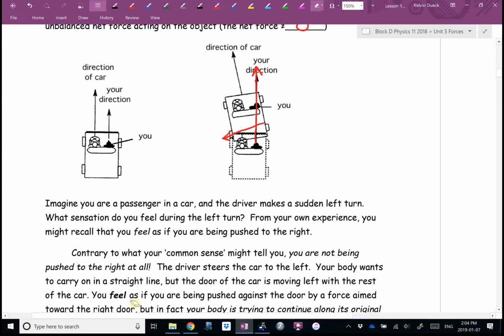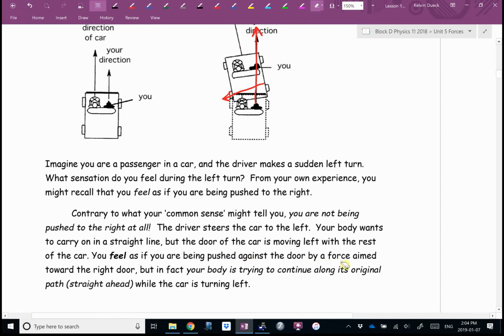You feel like you're getting pushed against the door by the force aimed towards the door, but your body is trying to continue straight ahead, and so you run into the door and the door pushes you. It's a very different idea than what you think when I'm getting pushed outwards. You're not. You're getting pushed inwards. Completely the opposite. I think I told you our bodies can detect acceleration, but it's always backwards. This is why. What your body is actually feeling is its own inertia.